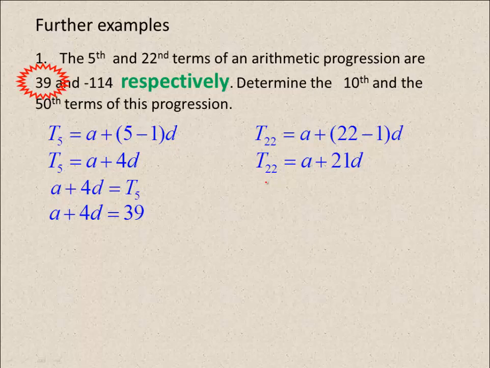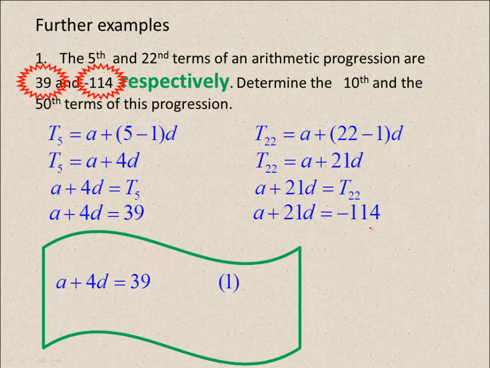Watch the other side, guys. As I explained before, T22 is A plus 21D. Perfect. A plus 21D is equal to the 22nd term. I simply swap them around. But what is the 22nd term? The value of the 22nd term is negative 114. So I go here and say A plus 21D is equal to minus 114.